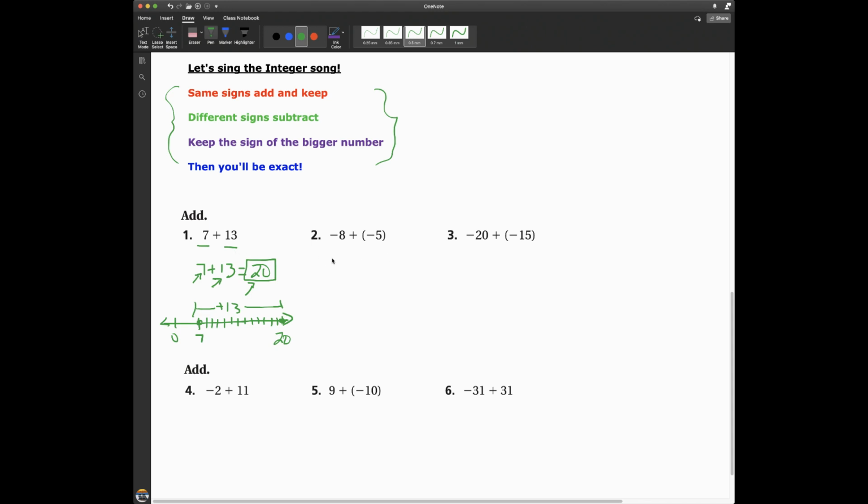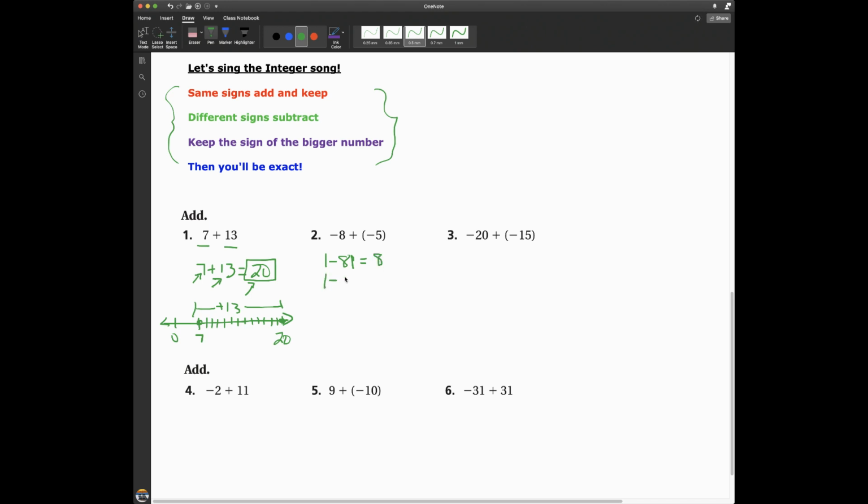So let me look at number 2. Again, same sign, add and keep. And what am I adding together? Well, what is the absolute value of negative 8? Because that's what I'm going to add. Same sign, add and keep. So the absolute value of negative 8 is 8.